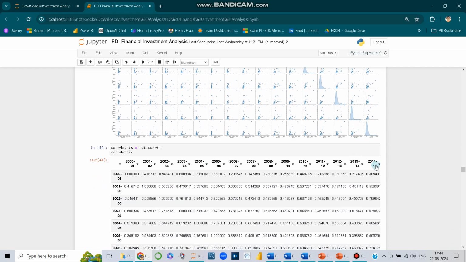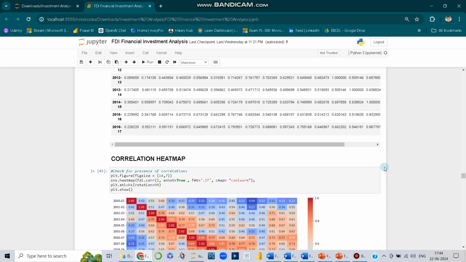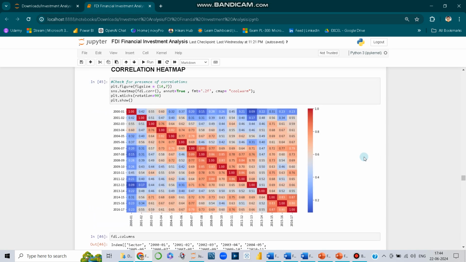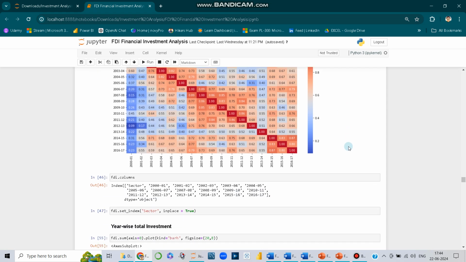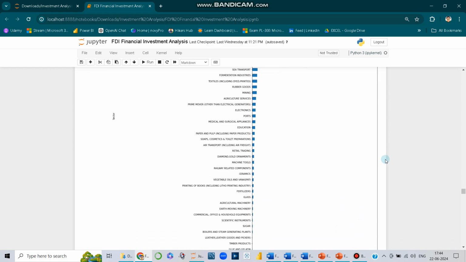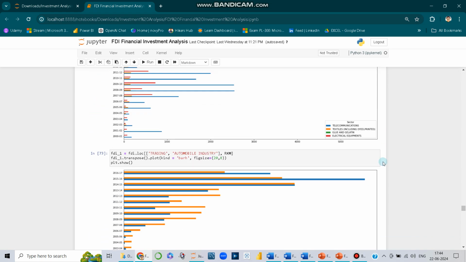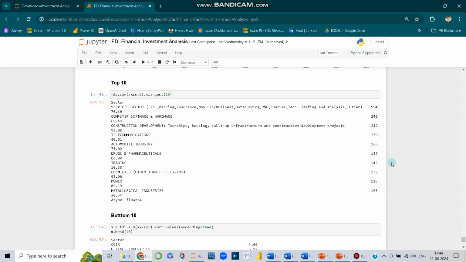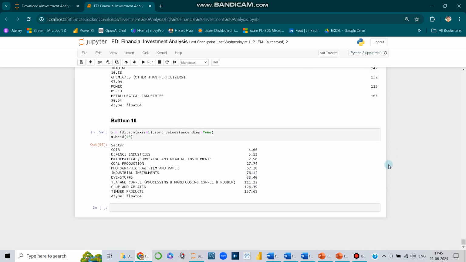This is a pair plot. This is a correlation matrix, and we can see the correlation heat map, where you can see the correlation between the various variables and attributes. We can analyze whether it is positively correlated or negatively correlated, and the correlation ranges from -1 to +1. This is the year-wise total investment and the sector-wise total investment. And last is related to the top 10 sectors of the FDIs and the bottom 10 sectors of the FDIs.